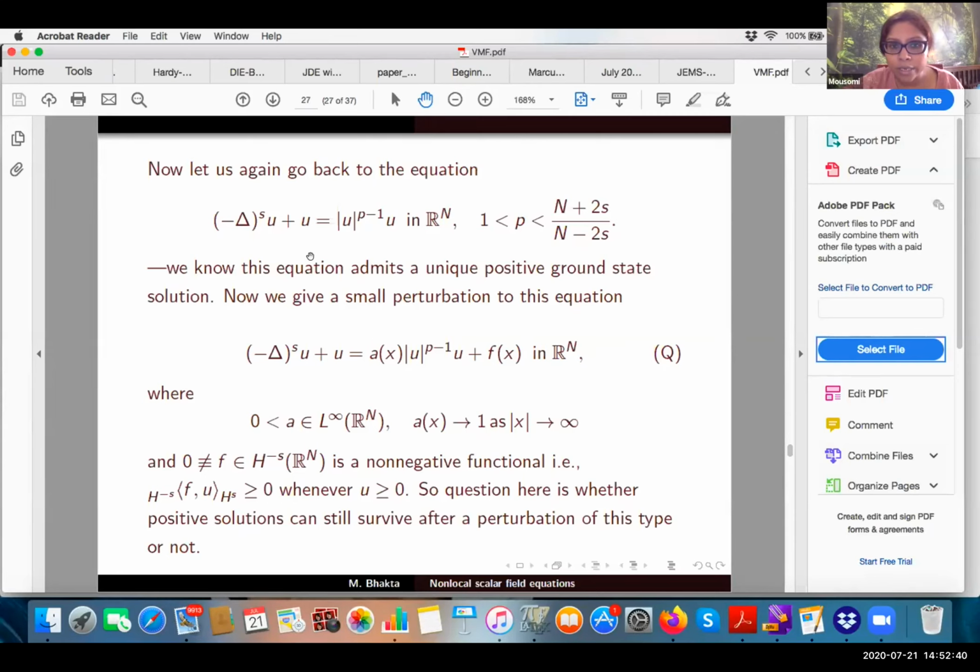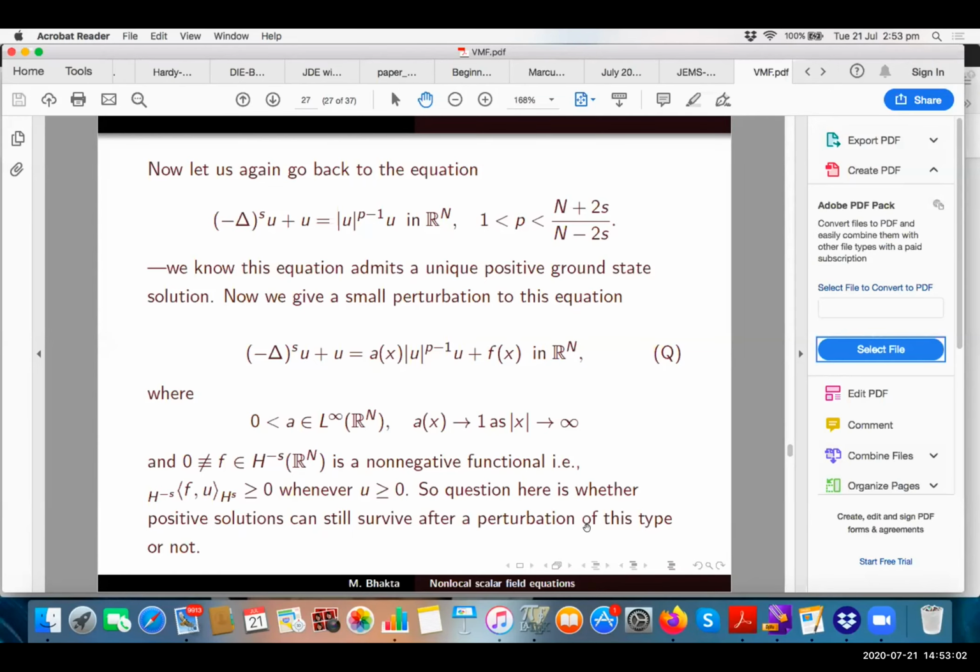Here I wanted to first put a simple case to understand, since it was an expository type of talk, I wanted to keep it simple. So I just kept everything constant, but there are some works where existence and multiplicity, such kinds of things, have been studied with the potential function.